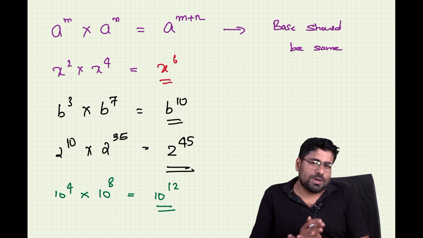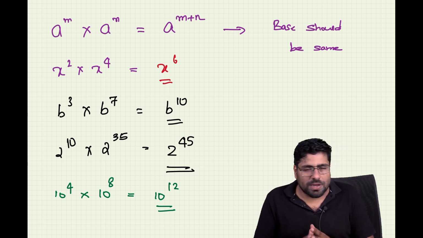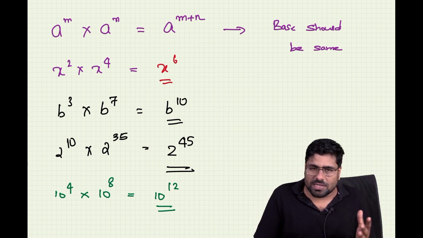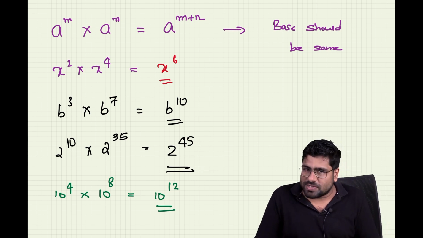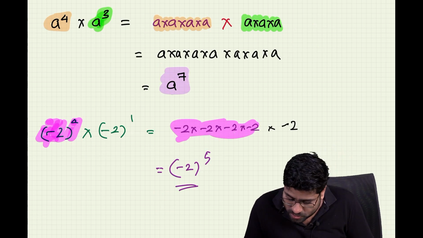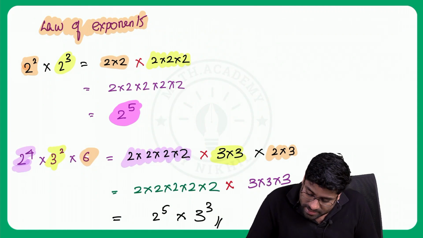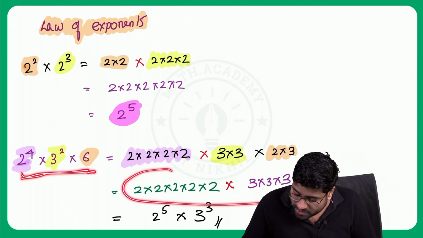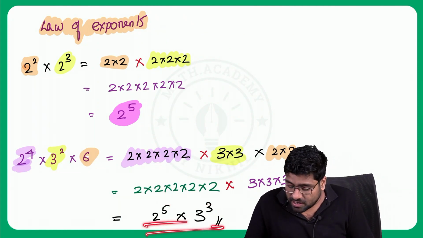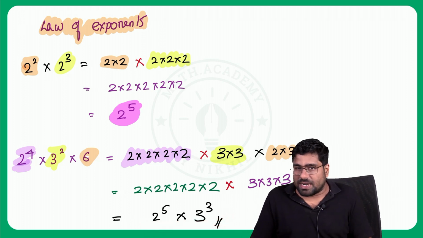So that is how the concept works out. I really hope that you are able to understand the concept of a raised to m into a raised to n is equal to a raised to m plus n. Now let's go back and see that this is applicable only when the bases are same, and when the bases are different you will just keep them separate as it is, right?